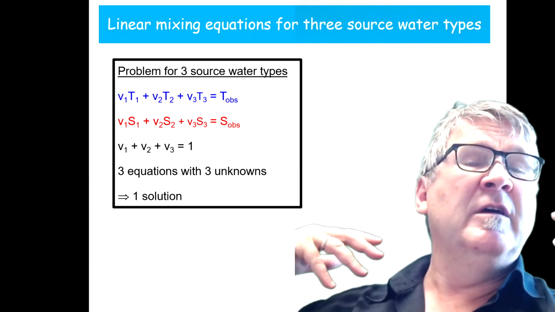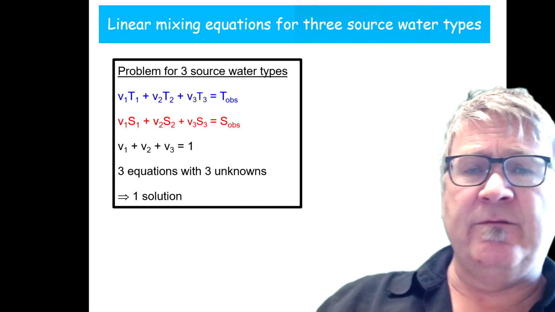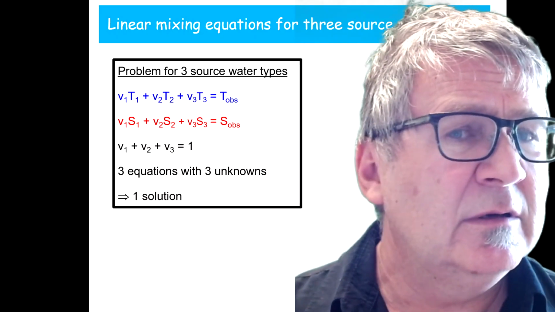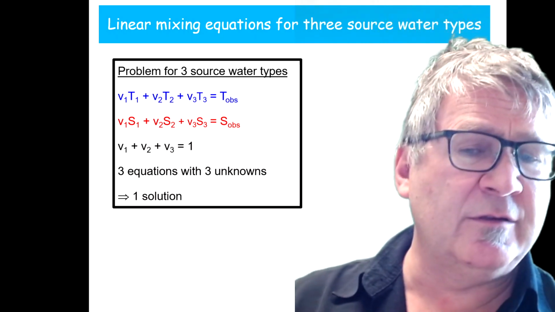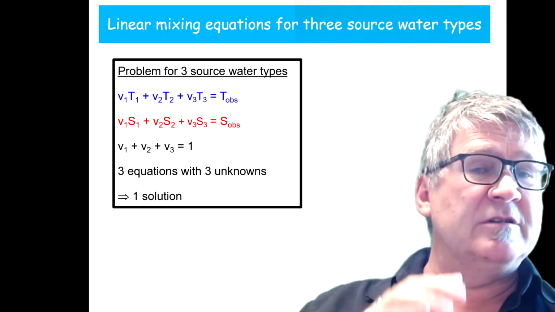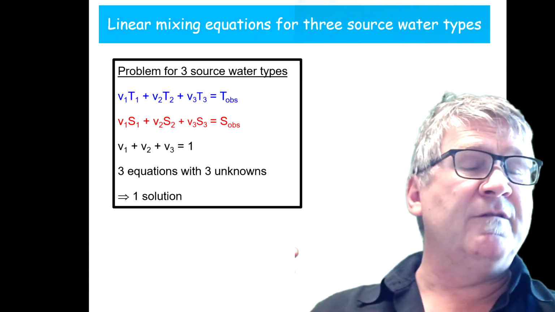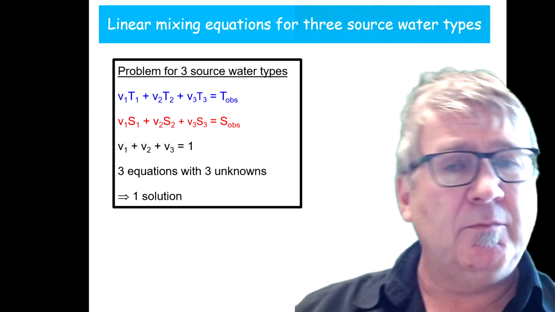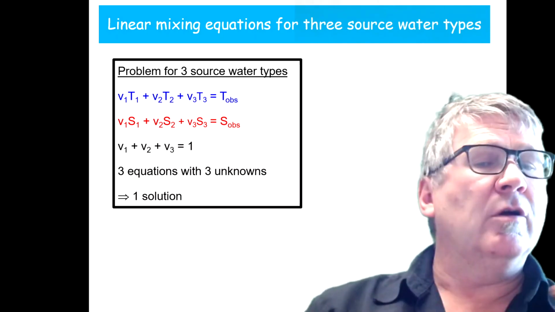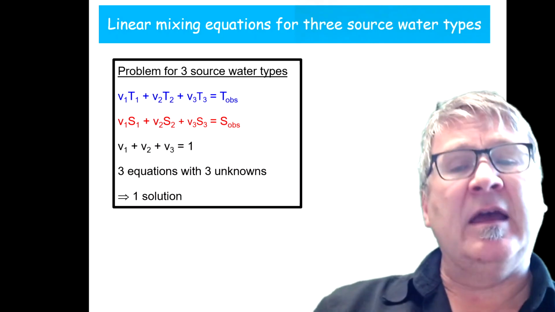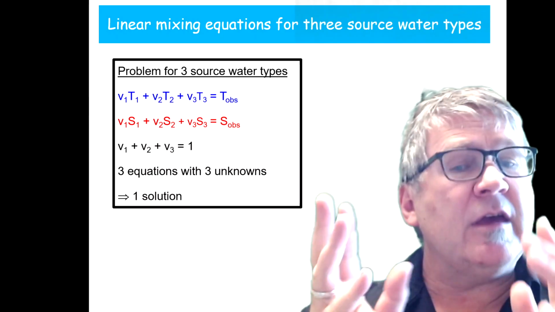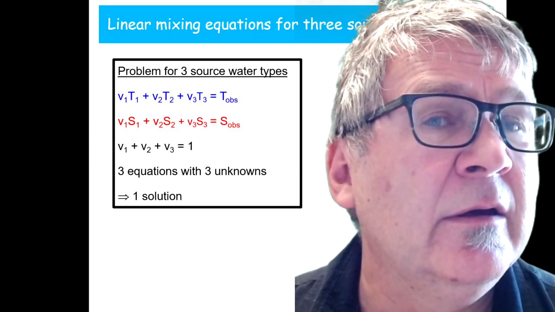For example, you have 20% of one water type, then you have 60% of the other one. Then you have to have 20% of the third. And then the mixing product is you just put it all in one bowl, and then you have the first fraction of T1 plus the second fraction of T2 and the third fraction of T3. You put it all together and you should get the observed temperature, the mixture. And you have another equation for S, for salinity.